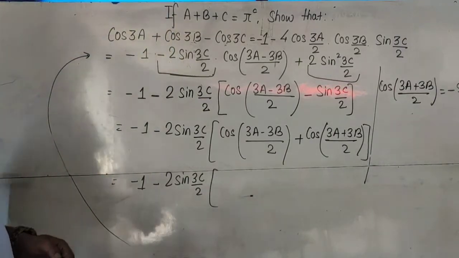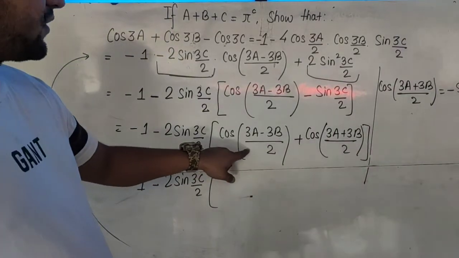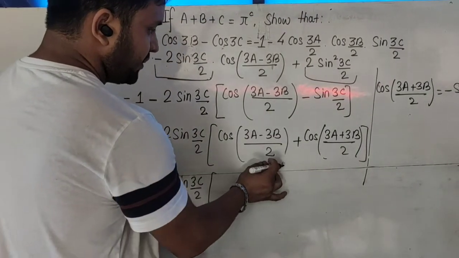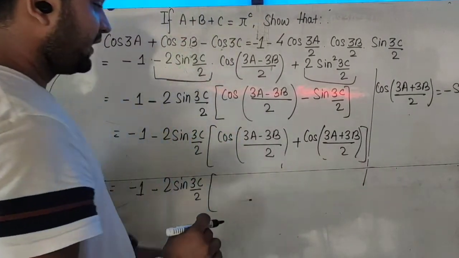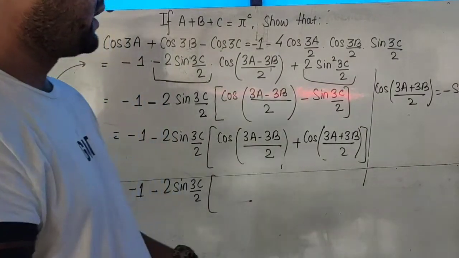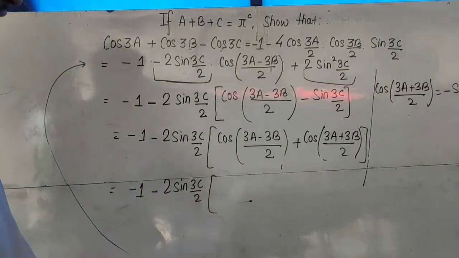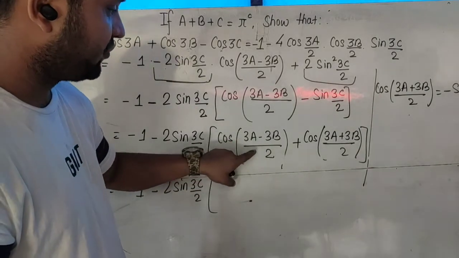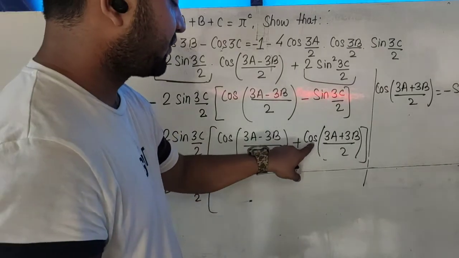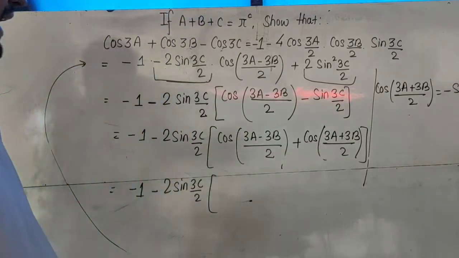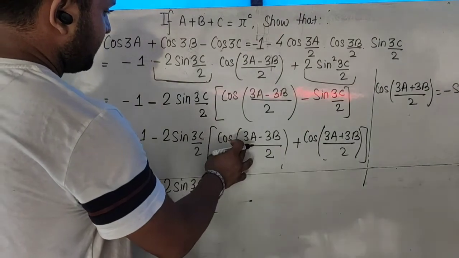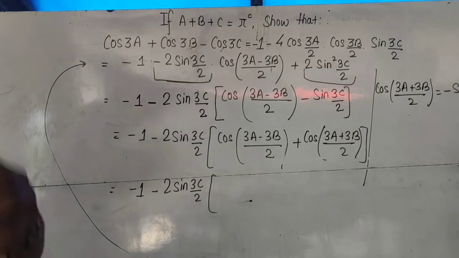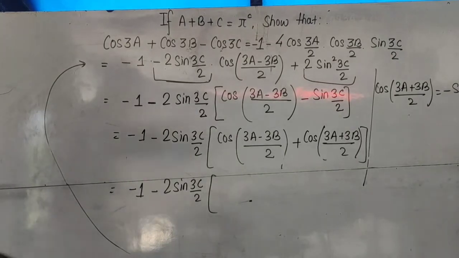Now here you have two options. Either you can use the formula for cos C plus cos D. You can assume the whole of this term to be C and the whole of this term to be D, and apply the formula of cos C plus cos D. Or you also have the next alternative: to segregate this (3a minus 3b) by 2 as 3a by 2 minus 3b by 2, and cos 3a by 2 plus cos 3b by 2, and you can apply the formula of cos (A minus B) plus cos (A plus B). You have two options here. The option I am going to take right now is the next option.